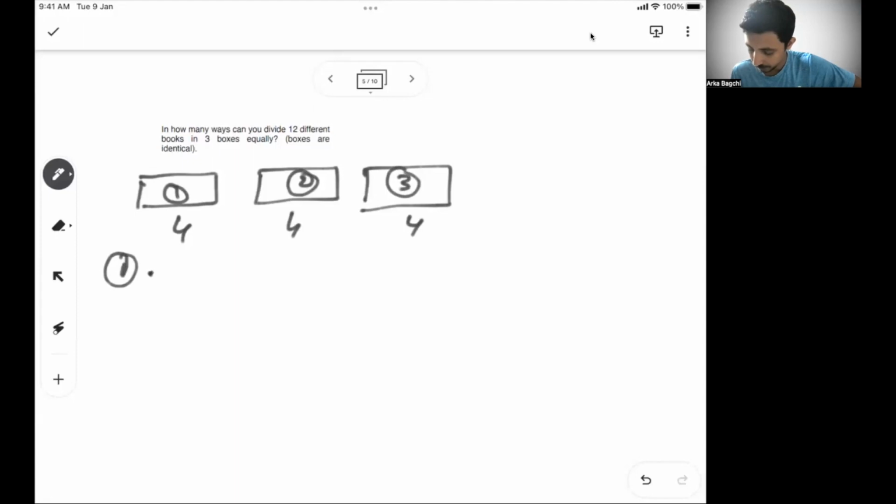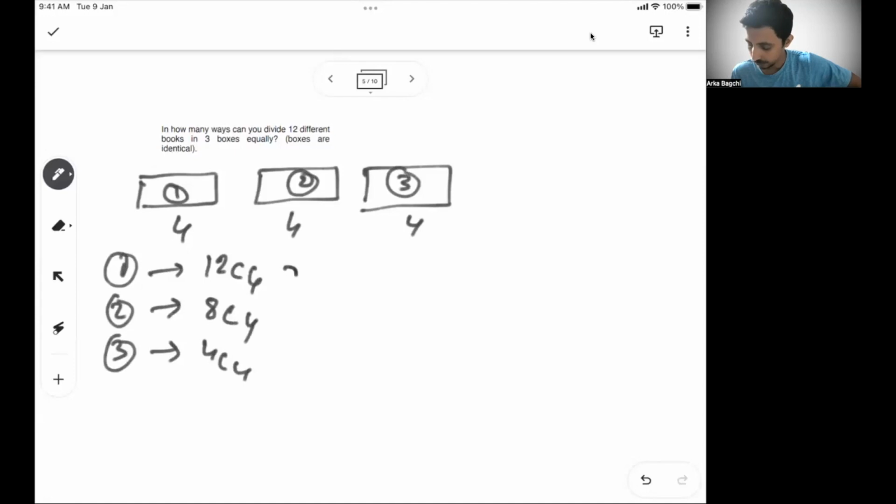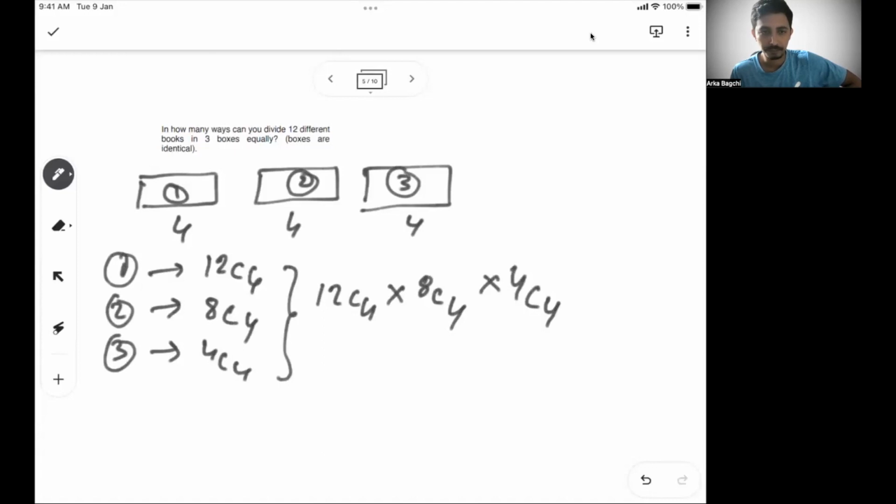In the first box, you have 12C4 ways, because you will choose 4 books out of 12 books to go into the first box. Now in the second box, you are left with 8 books, so 8C4 ways. In the third box, you are left with 4 books, so 4C4 ways. So your answer will be 12C4 for the first box. For each of these choices, you will have 8 books left and you have to choose 4. And again, for each of those choices for the second box, you have exactly 4 books left, so 4C4. Okay, so this is your answer.